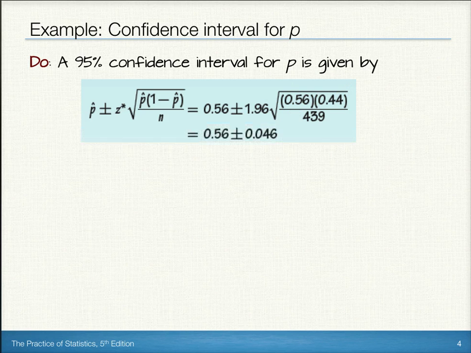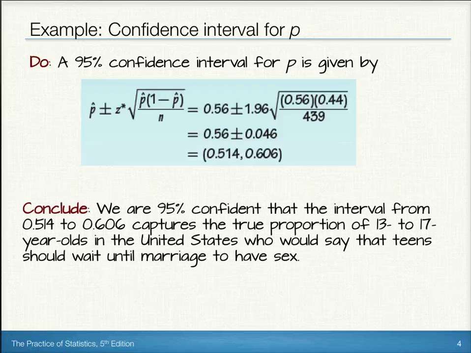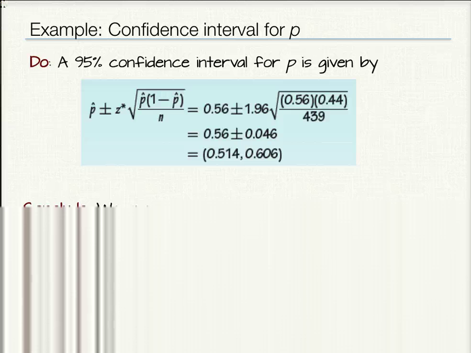Working this out, we get 0.56 plus and minus 0.046, which works out to an interval from 0.514 to 0.606. So to conclude, we are 95% confident that the interval from 0.514 to 0.606 captures the true proportion of 13 to 17-year-olds in the United States who would say that teens should wait until marriage to have sex. In other words, we estimate that somewhere between 51.4% and 60.6% would capture the true proportion of 13 to 17-year-olds in the U.S. who would answer that question with a yes.